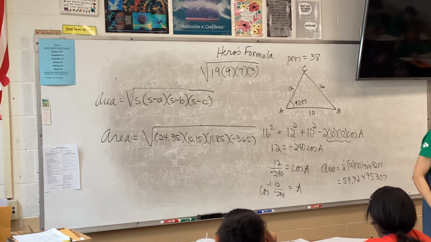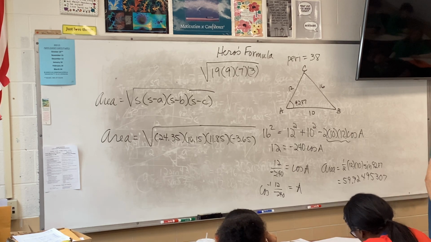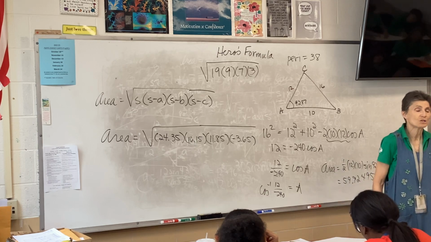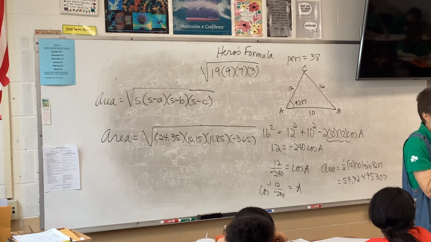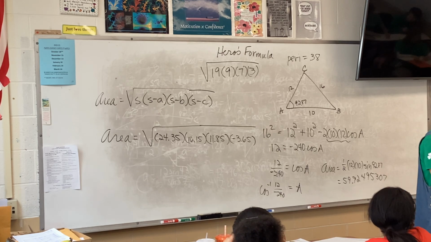There's 0 triangles possible. That triangle's not possible. I want you to think back to geometry. What do you know about two sides of a triangle? They must always add up to be more than the third side.